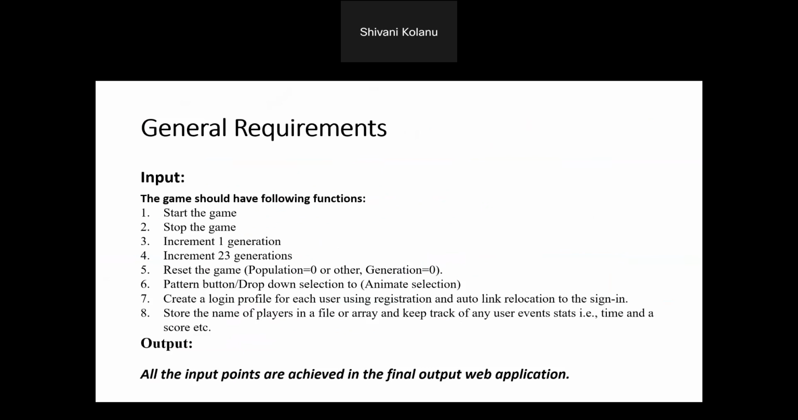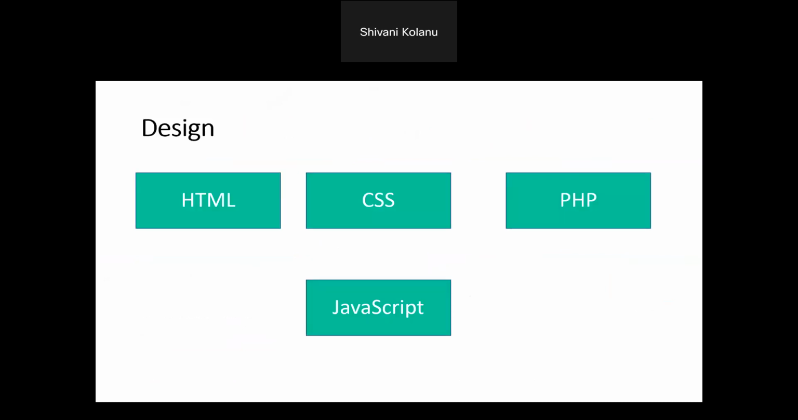And we have to create a login profile, maintain the login, and obviously, if there is a login profile, we also have a registration profile. And finally, we are also storing the names of the players and how many generations they have made, and the timestamp of when they played that game is also stored in our code. So these are the inputs given to us, and of course we are covering all of them. We have implemented all of them. Moving on to the design. The main base for this entire project is that we are using HTML, CSS, PHP, and JavaScript.